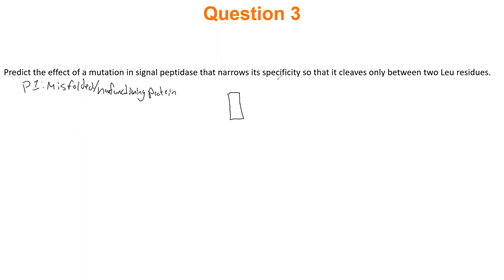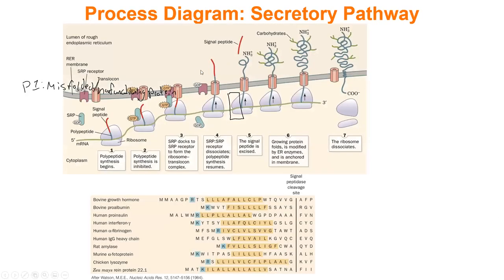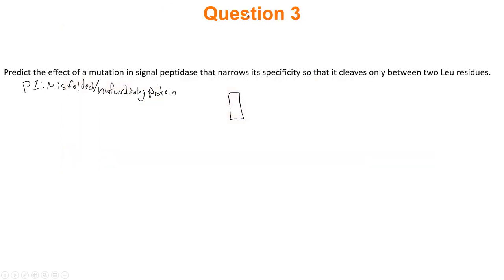The SRP doesn't bind the ribosome and bring it to the SRP receptor. Actually, that would not happen, because the cutting actually happens after it's already been brought. So good idea, but if I cut at two leucines, I'm already at the SRP. I'm already in the translocon. So that step's already done. The cutting of the peptide only happens after I've been brought. But good idea. You're thinking along the pathways, and I like that.